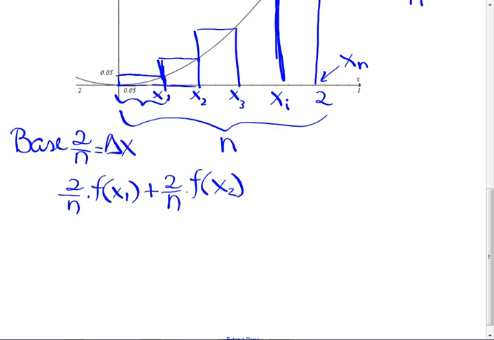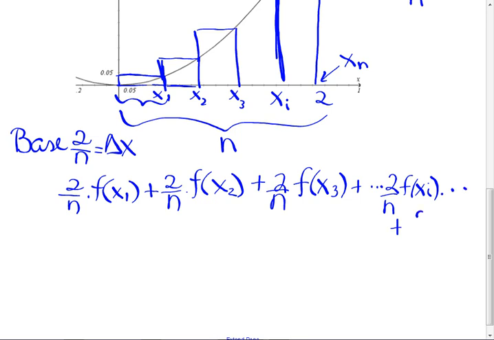Because I have to get to a certain notation. Plus 2 over n, it gets tedious, not particularly hard, f of x sub 3. The next one would be x sub 4. I can't write them all out because there's an infinite number of them, but the one that's here in the middle is 2 over n times f of x sub I. I is just a counter. That's all it is. It's saying I'm going to go over, maybe I is the 100th rectangle. Who knows? Plus, there's a whole bunch more there, 2 over n f of x sub n.